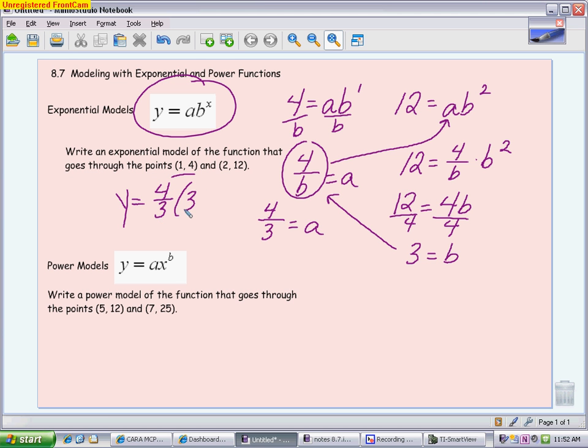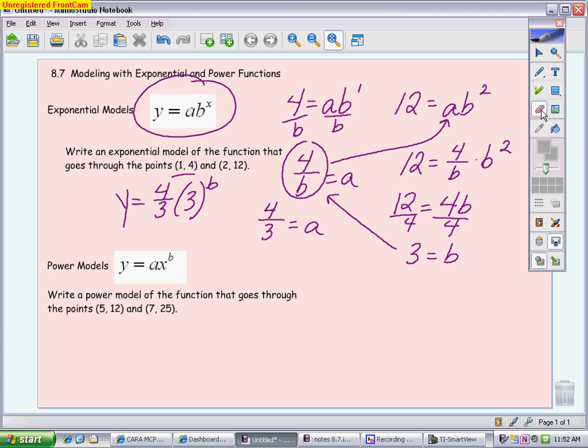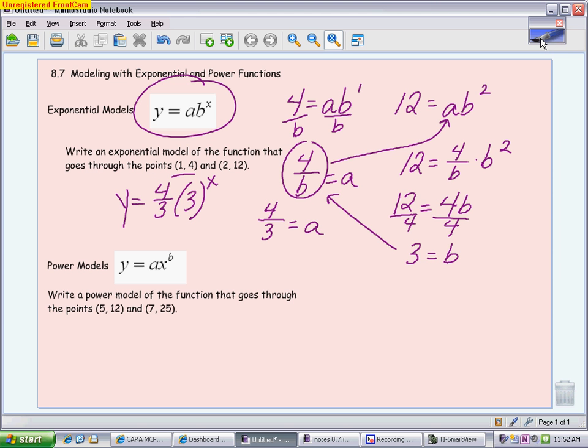And you can either put it in parentheses or you can put a dot to signify multiplication. Or you can put the 4/3 in parentheses. And that should be an x variable. I wrote b. You want to have 4/3 times 3 to the x power. That is writing an exponential model, and it's always the same process. Take the 2 points, put them one at a time into your model, solve one of them for a, do a substitution method so I can figure out b, and then sub back in to find a again.